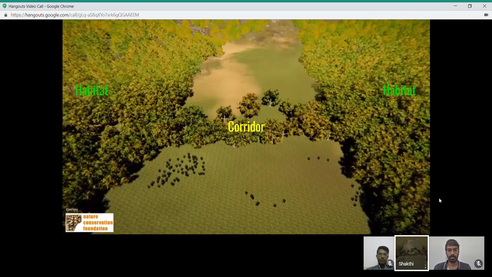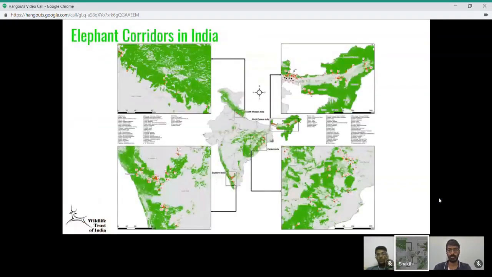in maintaining genetic diversity. Wildlife Trust of India, along with several other organizations, has identified and mapped 101 such elephant corridors across 11 states in India. These are critical to allow unhindered elephant movement. This might not be an exhaustive list, but these are the corridors that we have right now.